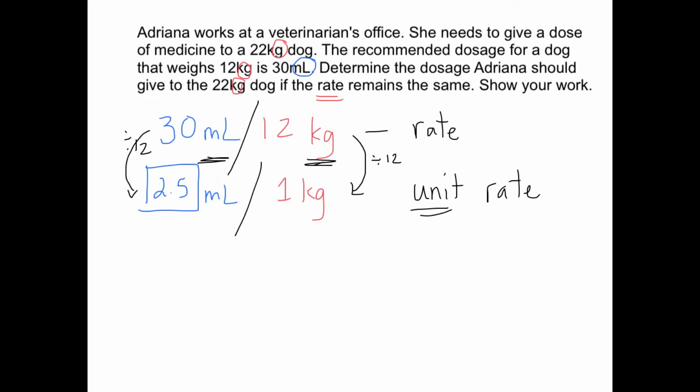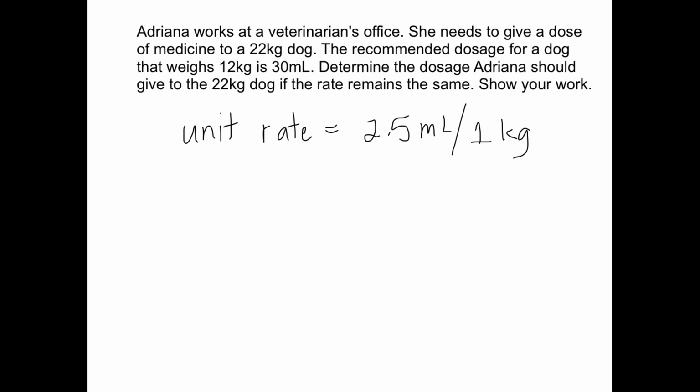So now what can we do with this information? Well, let's go back to the question. The question said that Adriana needs to give a dose of medicine to a 22-kilogram dog. We need to find the dosage, so how many milliliters, Adriana should give to this dog if the rate remains the same. Well, now that we know the rate, how can we figure out how many milliliters the dog needs if he weighs 22 kilograms? So let's think about this. If the unit rate is 2.5 milliliters for every 1 kilogram, can we figure out how many milliliters we need for 22 kilograms? This is actually going to be a new rate.